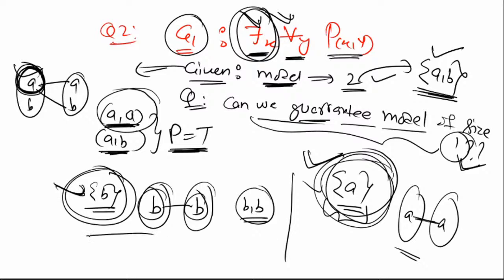Remember, this is also a domain of size 1, but this may not be a model. This is also a domain of size 1, but this definitely is a model. So we can guarantee that there exists a model of size 1. If I ask you, will every domain of size 1 be a model? No, because this is a domain of size 1, but this is not a model. So this is how you can do it.